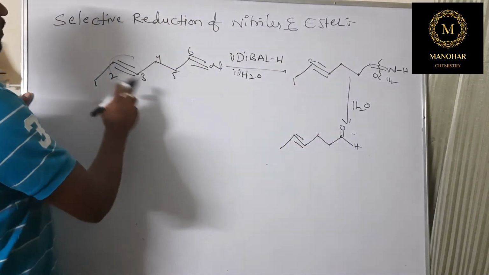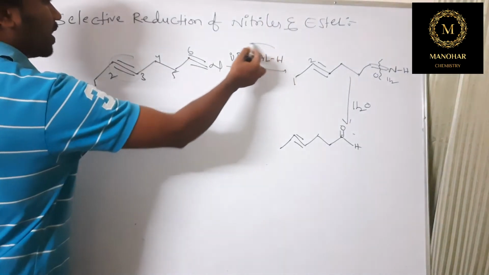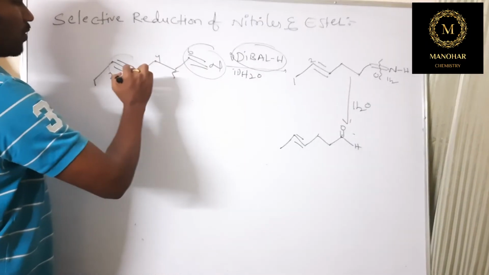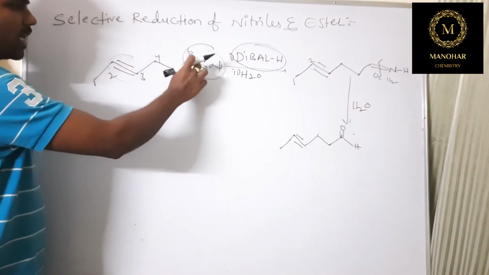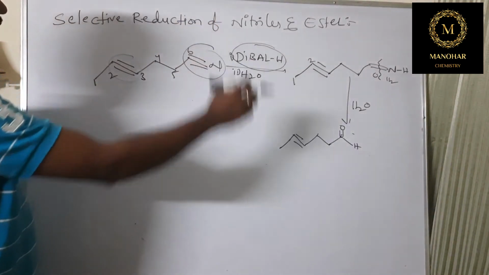So this type of reaction is called what? Selective reduction. Selective reduction means here we are taking a selective reducing agent and it is going to work only on a selective place. It is not going to work on unnecessary places. Selective places we are reducing, so that's why we call this selective reduction of nitriles.